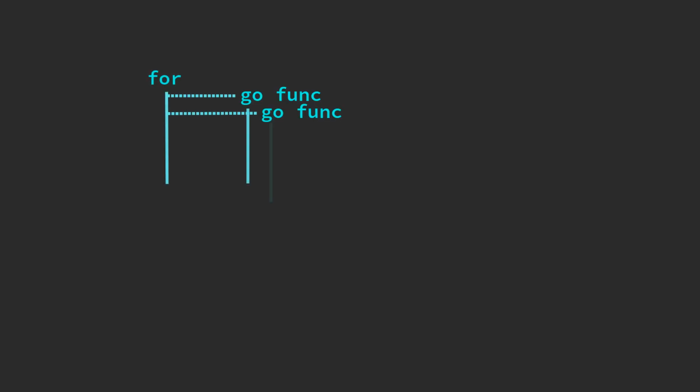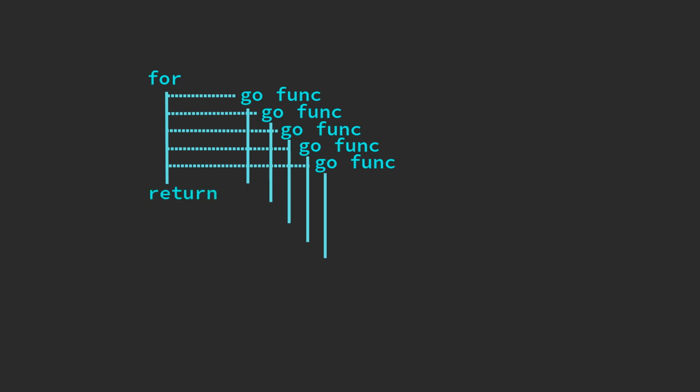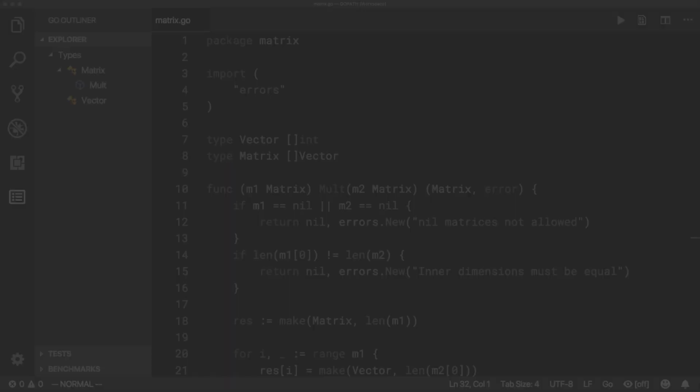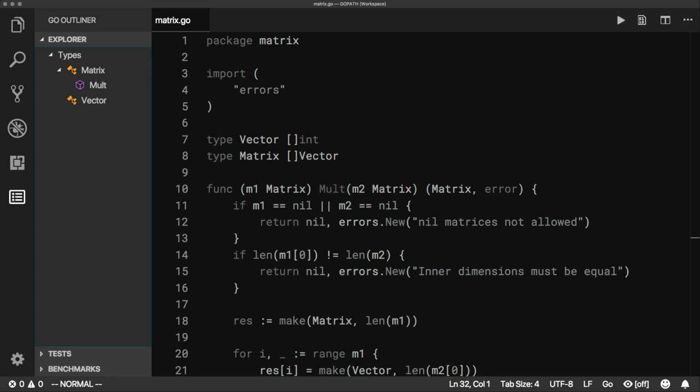The key point is to look out for loops in your code. Loops provide an excellent opportunity to add concurrency. The example used here is matrix multiplication. The code is as simple as can be.